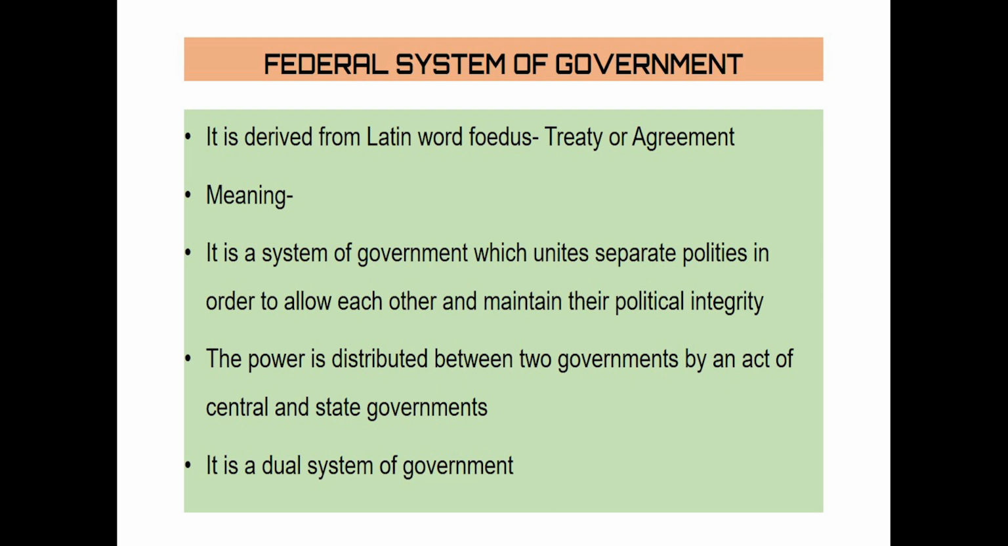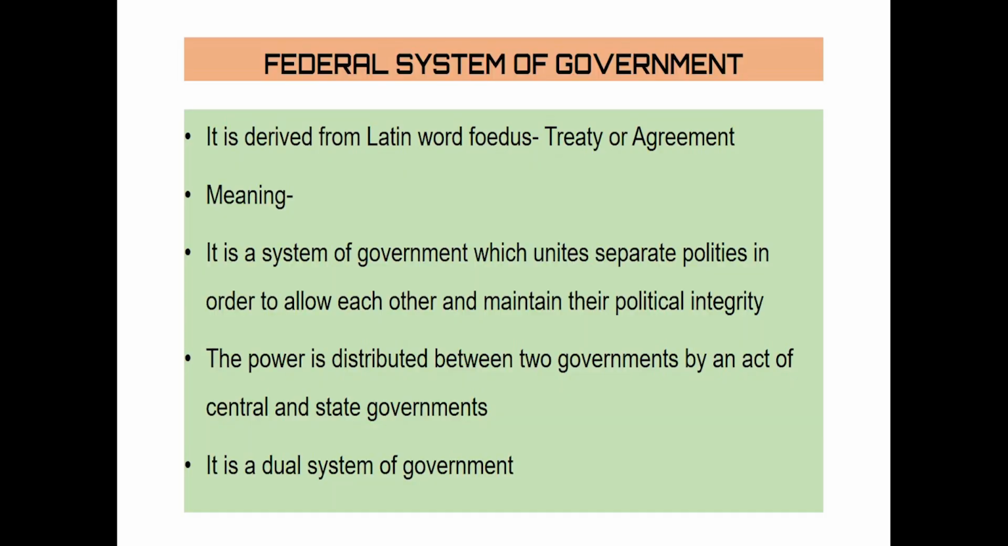The word federal is derived from the Latin word foedus, which basically means a treaty or an agreement. So, it is in the name itself. The meaning of the federal system of government is a system which unites different political systems and allows them to combine with each other and maintain their political integrity. For example, from the Indian perspective, two different entities, the center and the state, are clubbed together, and they also maintain their political integrity and unite themselves to function as a proper political structure.